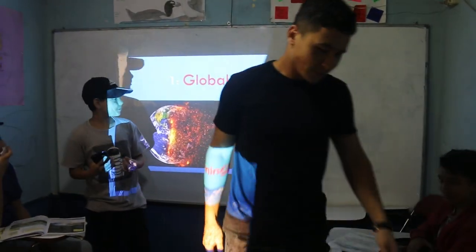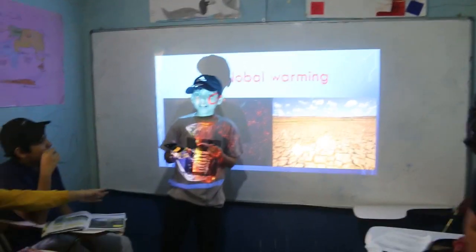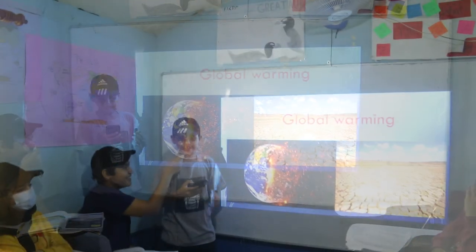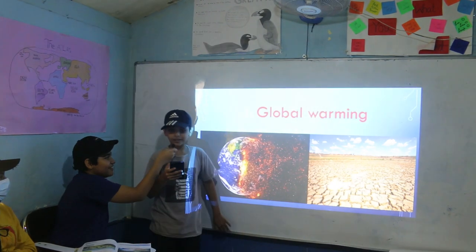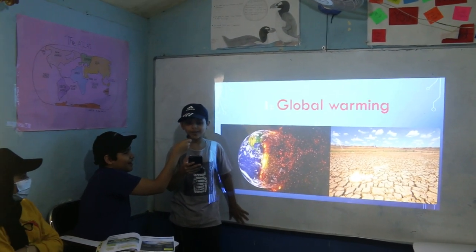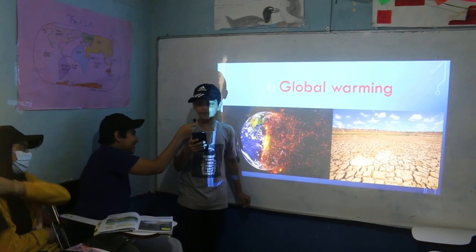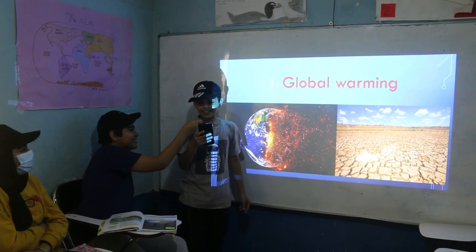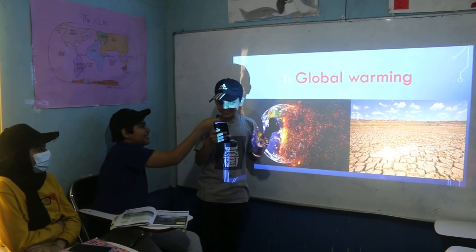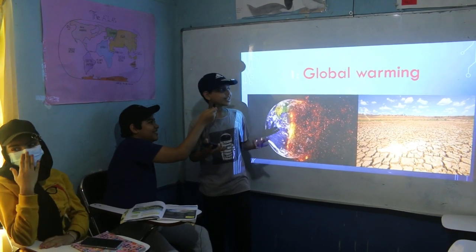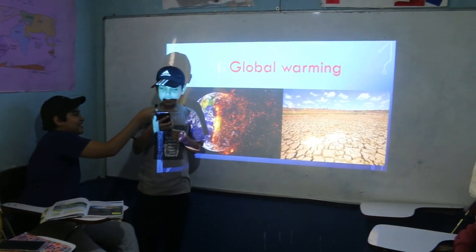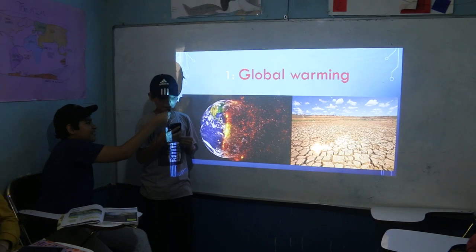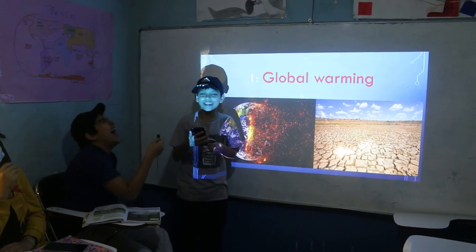Hello everyone, I'm Saif and I'm going to explain about global warming. Global warming is an aspect of climate change referring to the long-term rise of the planet's temperature. It's caused by increased concentration of greenhouse gases. It is mainly from human activities such as burning fossil fuels and farming.